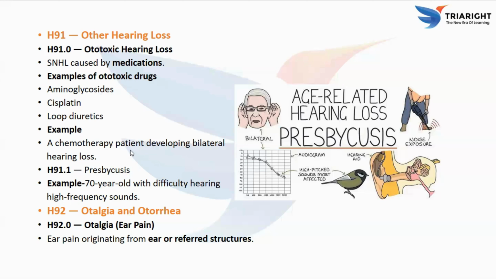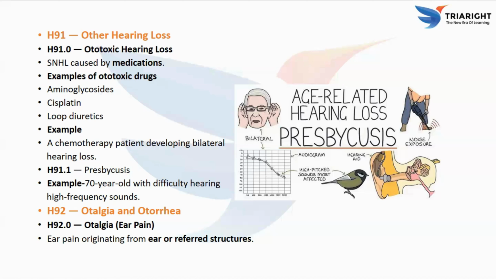So next category code is H92, which describes the otalgia and otorrhea. These codes cover the ear pain and also the ear discharge, which originate from the ear or be referred from nearby structures. So H92.0 for otalgia, which is the ear pain.